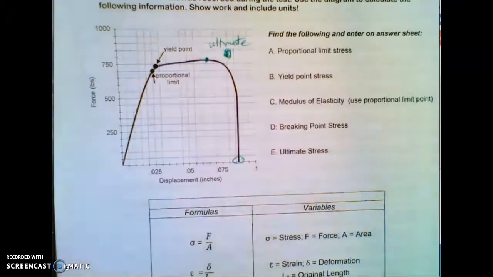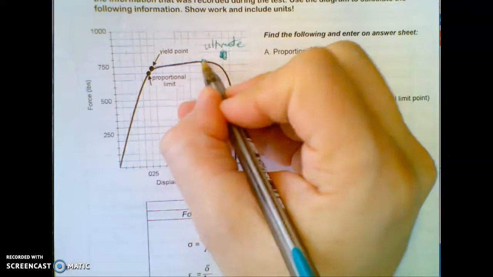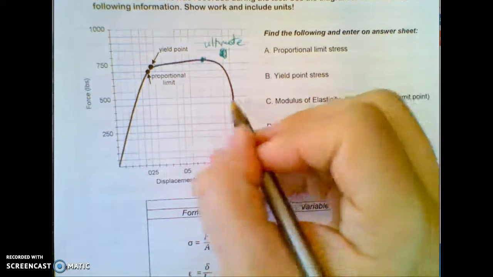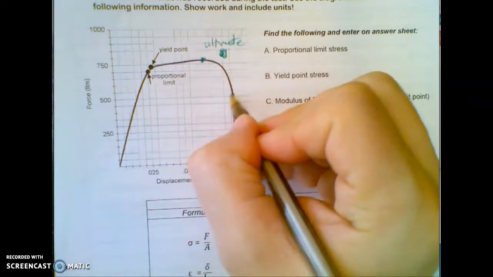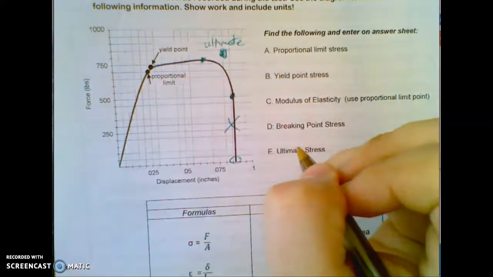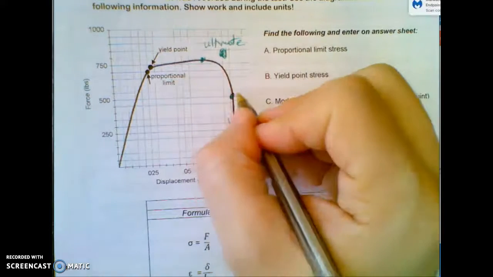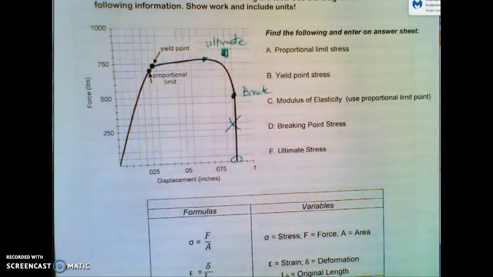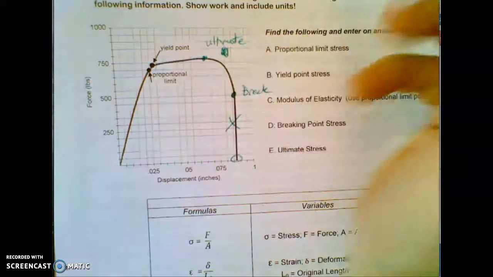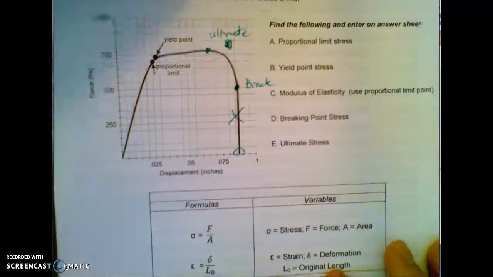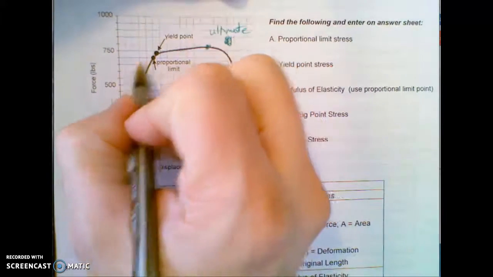Ultimate tensile strength is the highest dot there. Okay. The break point, I think it's right here where it just drops straight down. Let's go with that, because this shouldn't be here since it's a vertical line. So we'll call this one the break point. All right. So our numbers may be a tiny bit off from what they are in the problem or on the answer key, because it matters what you call this.